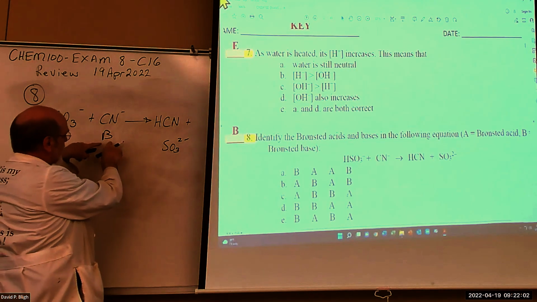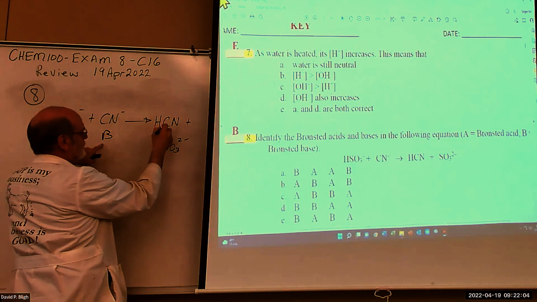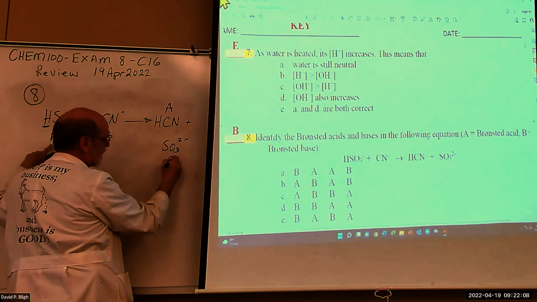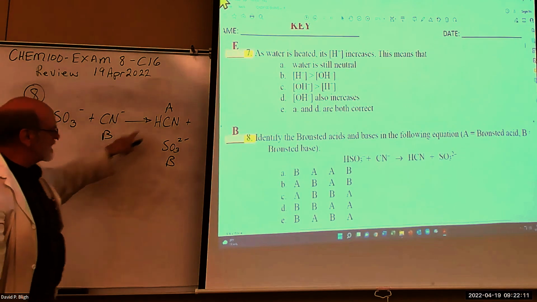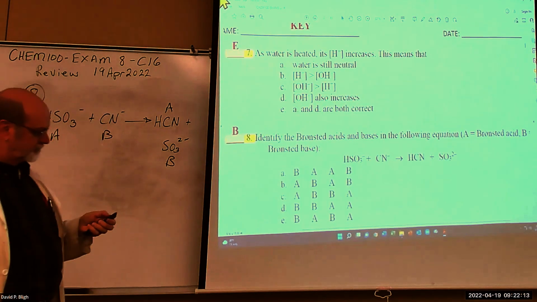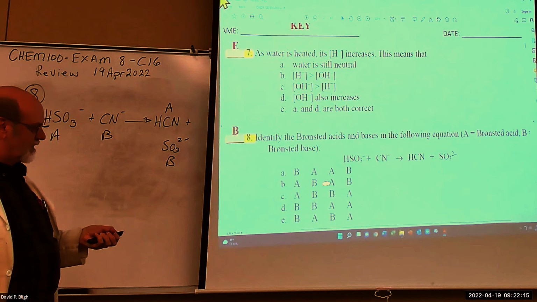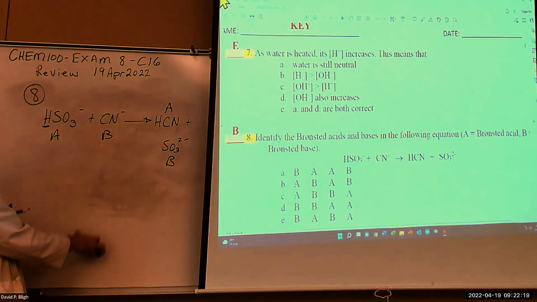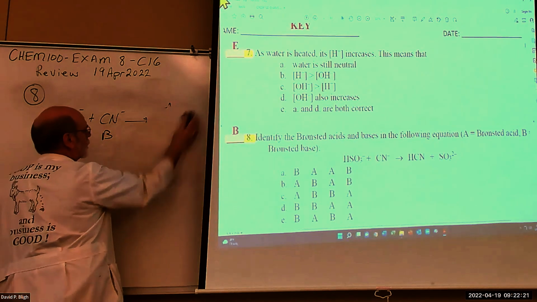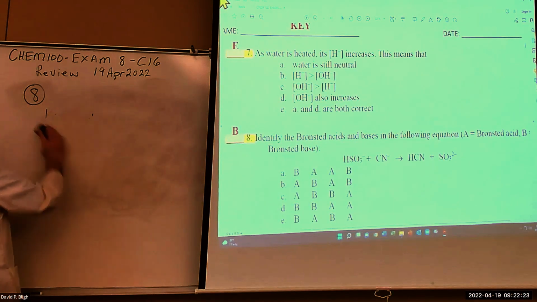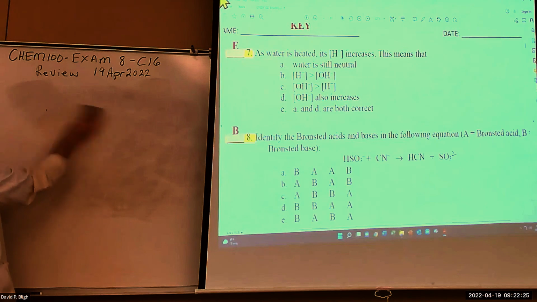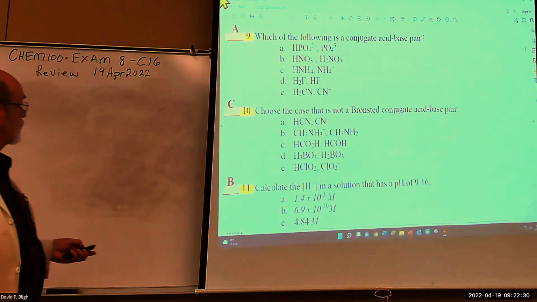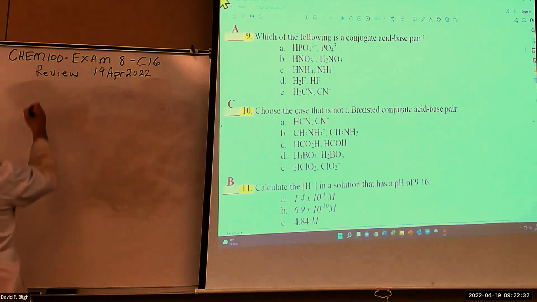Now we know that for the base, there's a conjugate acid. And for the acid, there's a conjugate base. So it should be AB, AB. All right. That was pretty easy. All right, let's scroll. Yeah, number 9.